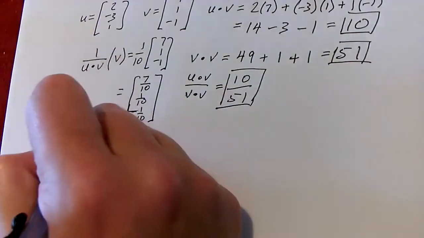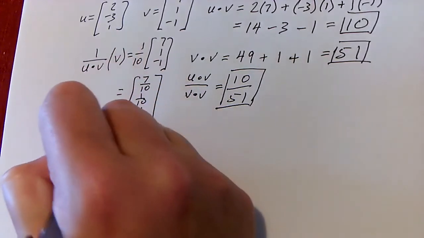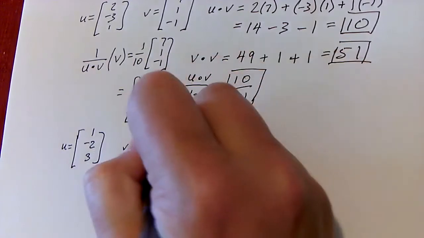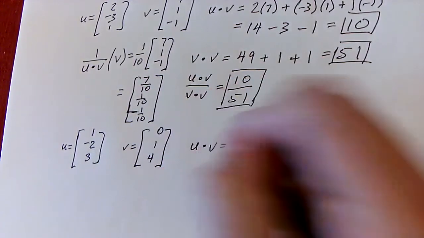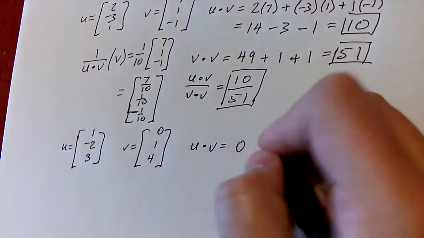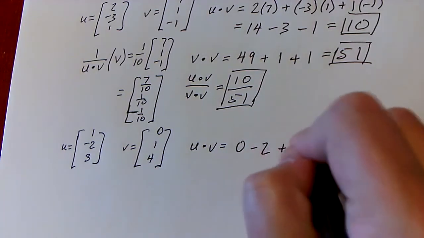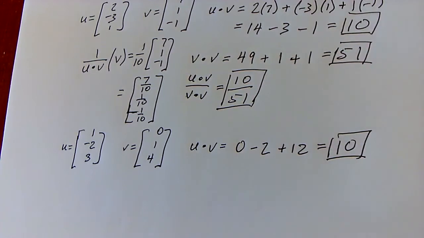So let's change vectors here. New vector U is going to be 1, negative 2, and 3. And my new vector V is going to be 0, 1, and 4. So U dot V, let's do that first. I'm going to do 1 times 0 is 0. Negative 2 times 1 is a negative 2. And 3 times 4 is 12. So I add those together and I get 10 for the dot product.